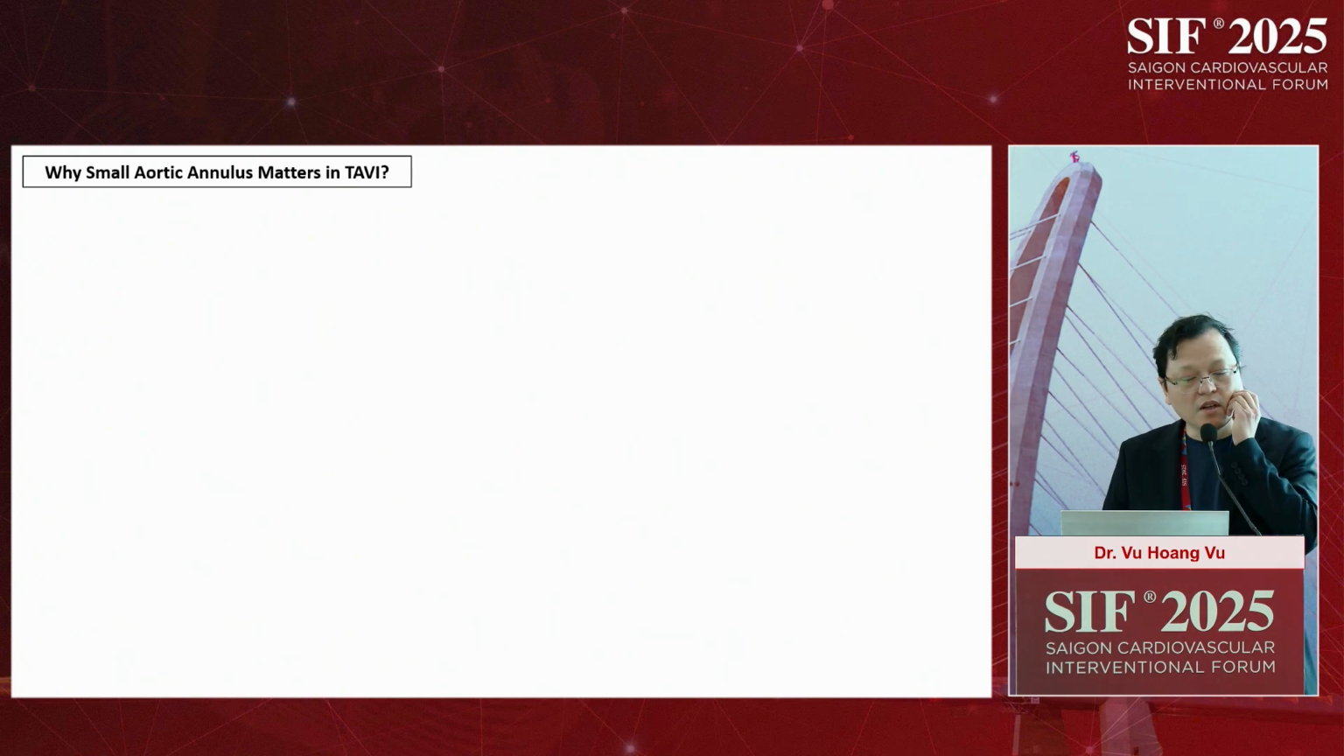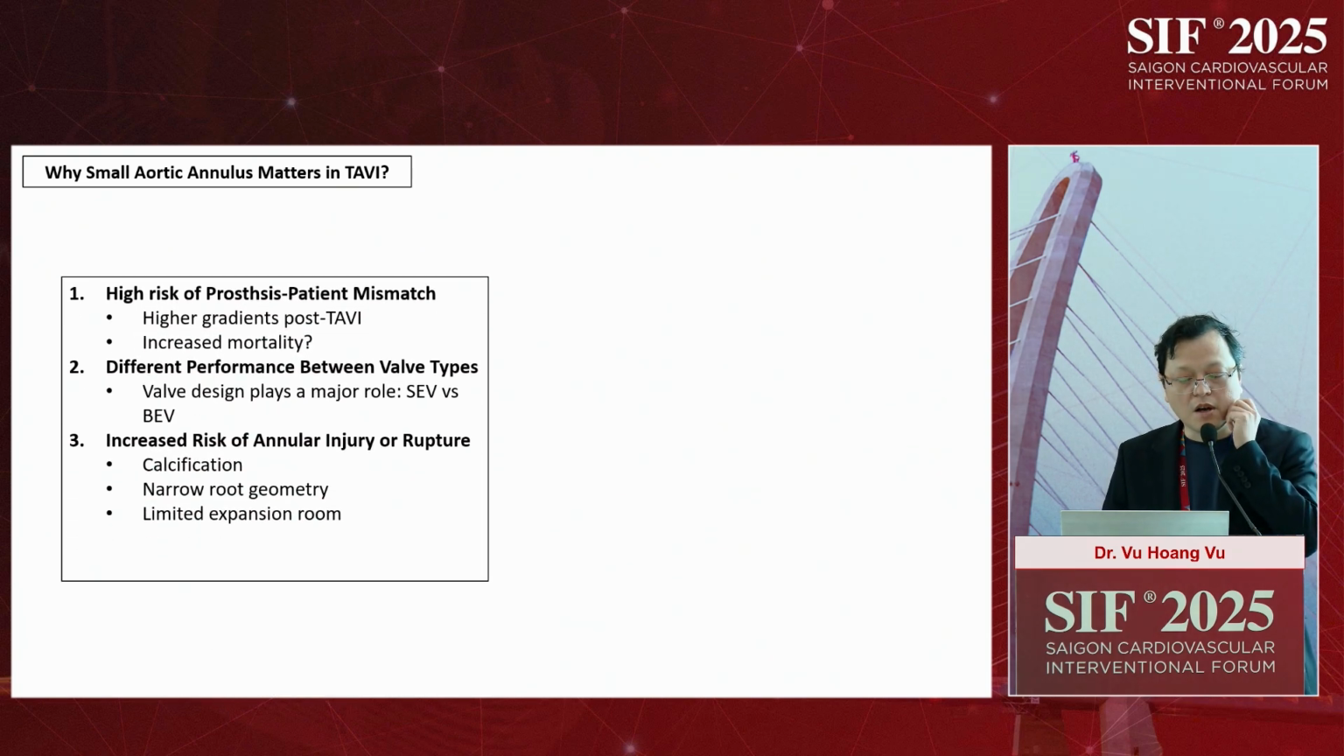So why does small annulus matter in TAVI? The first thing, as we heard in the previous discussion, is the high risk of prosthetic patient mismatch, the PPM. It means a high gradient after the procedure. Some data say that with a small annulus we have a higher gradient post TAVI, and also sometimes increased mortality, but we need more discussion about that. On valve choice, some data say, and I will show you later about valve size, that self-expandable valves would be better than balloon expandable valves in terms of hemodynamics post TAVI.